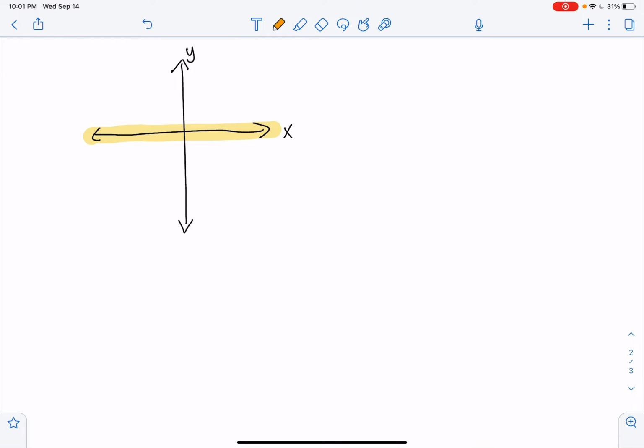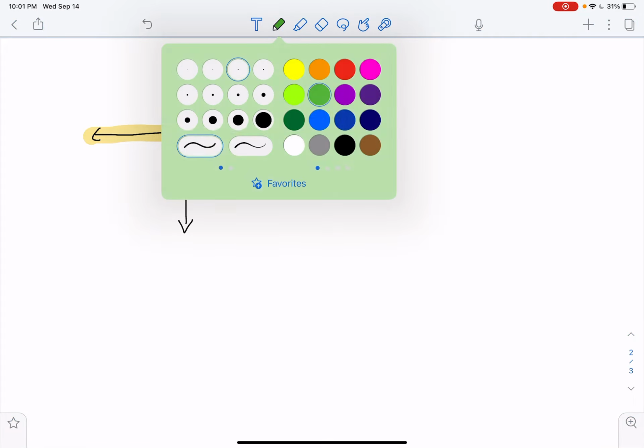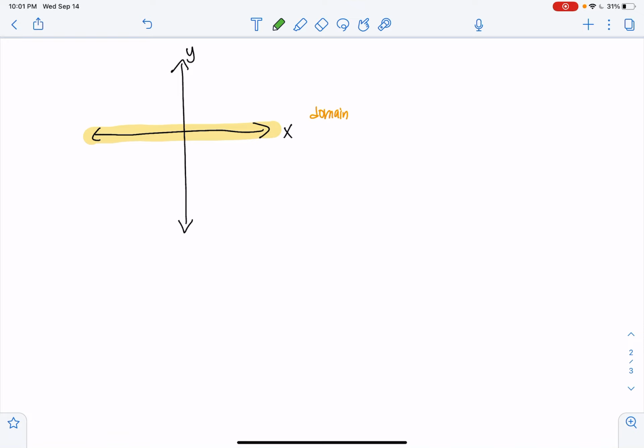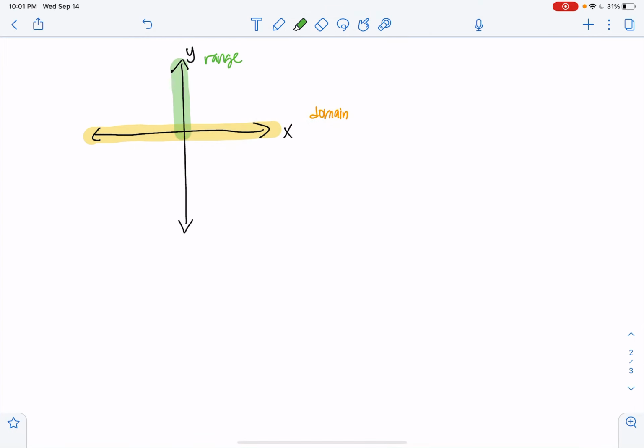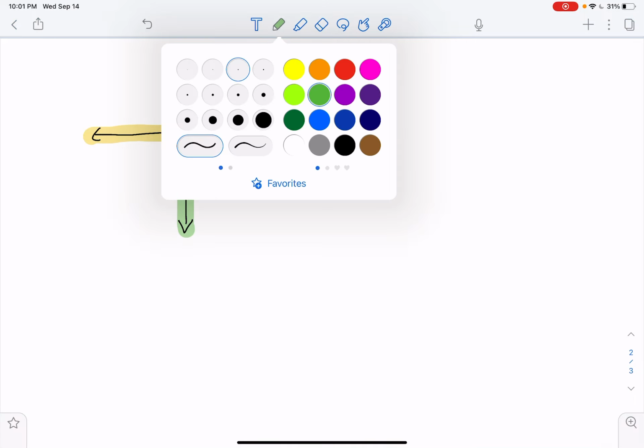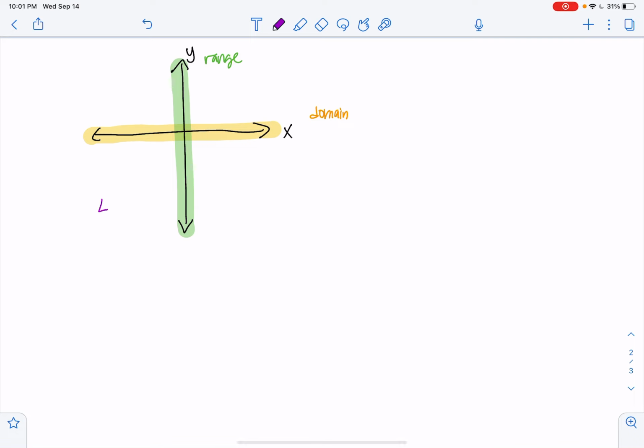And then let me color code this. Domain. And then green is your range. That's pretty much how far your y points will go. And so let's say, for example, you had this line. Let's use purple. You had this line here, y equals x.